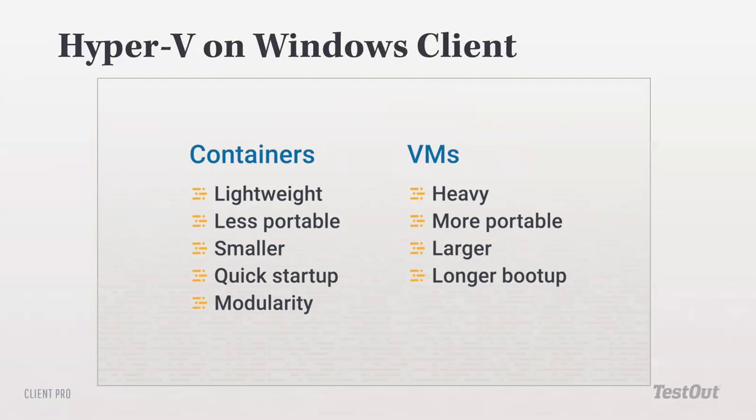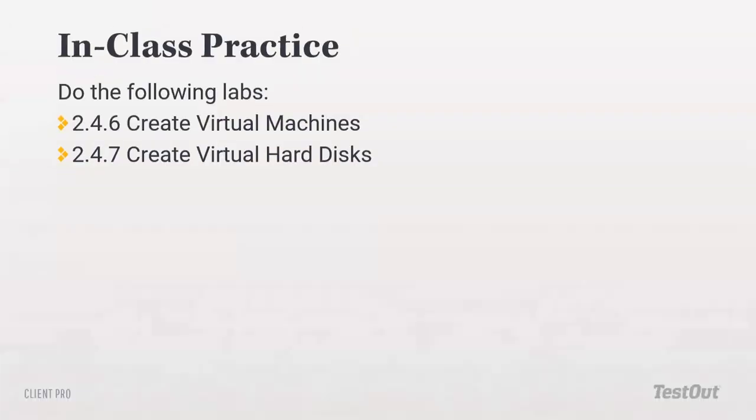So here's the difference. Containers are very lightweight, smaller, and they start up quickly, whereas VMs tend to be a bit more heavy. VMs are more portable, which means you can take them from one place to another, meaning you can make a copy of a VM and start it up someplace else. But there's the sacrifice that it's a little bit larger and takes a little longer to get started than a simple container would.